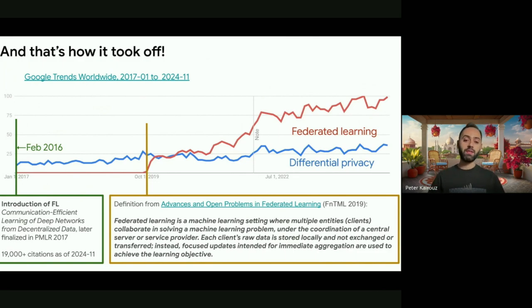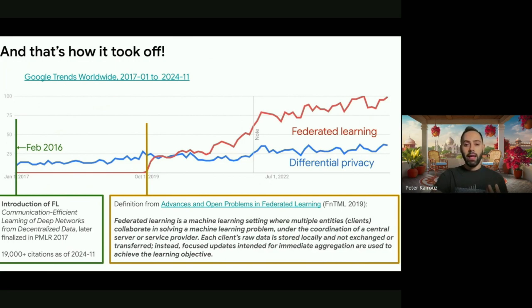And one thing I'd like to point out is this definition of federated learning, which came about 3 years since its initial introduction. We defined FL in the Advances and Open Problems in Federated Learning paper as a machine learning setting where multiple clients collaborate in solving an ML problem. And they do so under the coordination of a service provider. Each client's raw data is stored locally, never exchanged or transferred. Instead, only focused minimal updates that are intended for immediate aggregation are used to achieve this goal. Keep this definition in mind because we're going to come back to it and challenge it towards the end of this talk in the part where we do projections into the future.